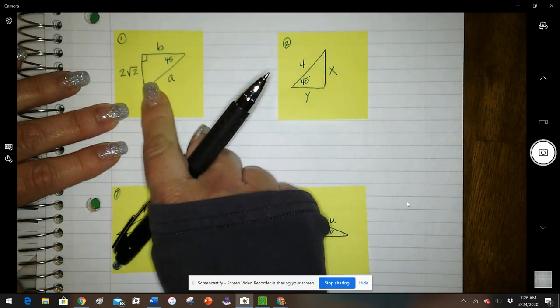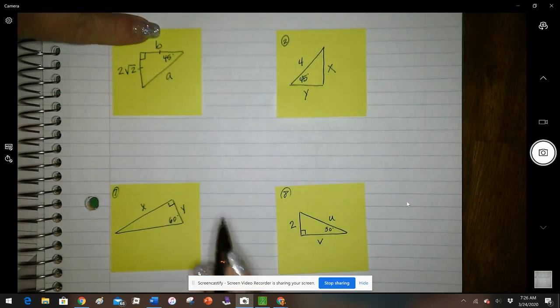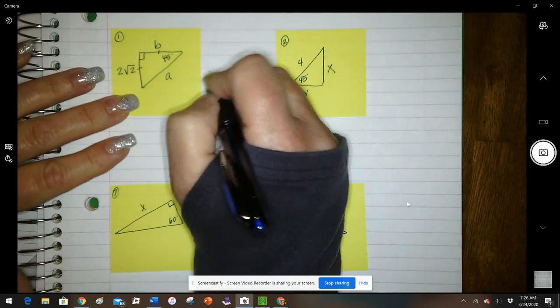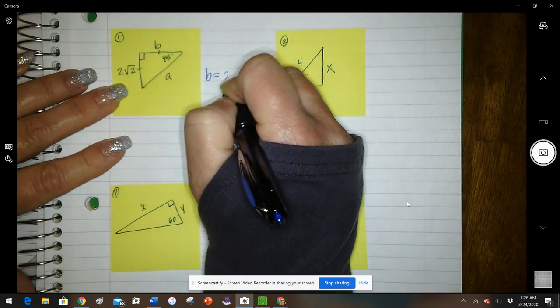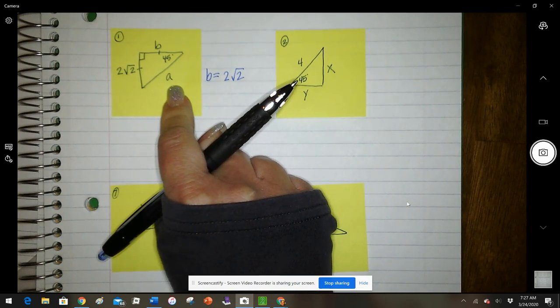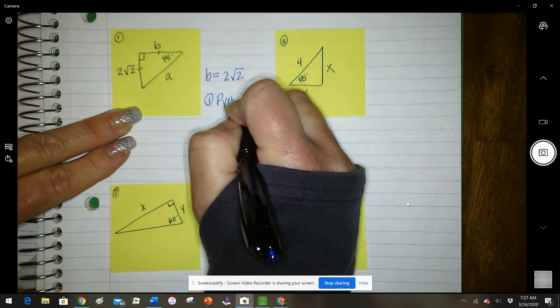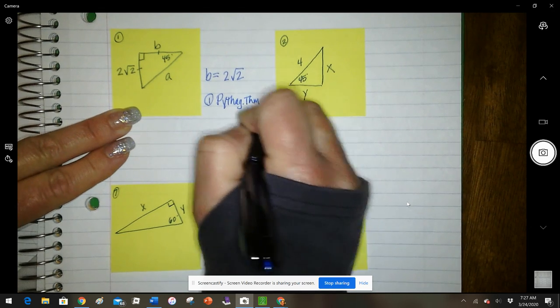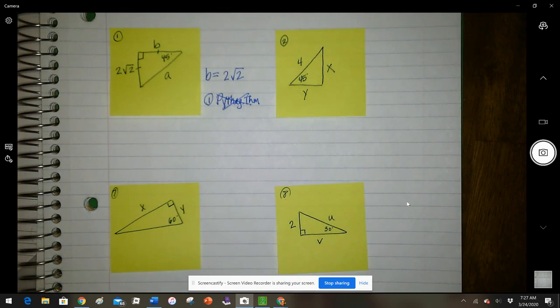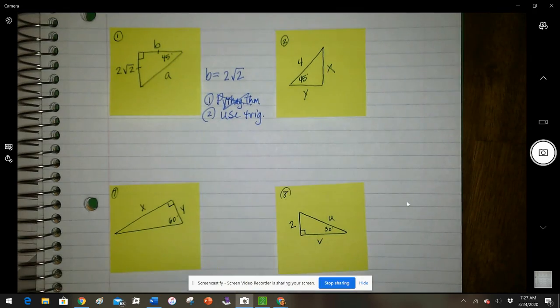This is a 45, 45, 90 triangle. Because it is a 45, 45, 90 triangle, this is an isosceles triangle, so you should be able to tell me what B is right away. Because it's isosceles, you know that those two sides are going to be the same. Now, we do need to find out what A is, and you have two choices. Choice number one is that you can use the Pythagorean theorem, but this is not that unit. So option number two is to use trig, and that's what we're going to do for this one.